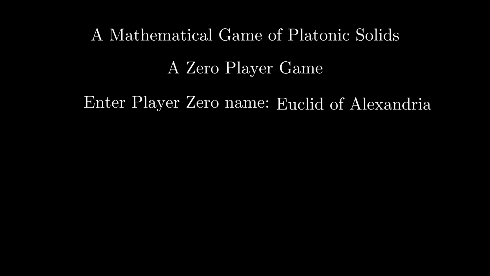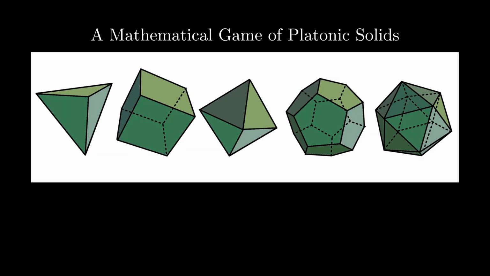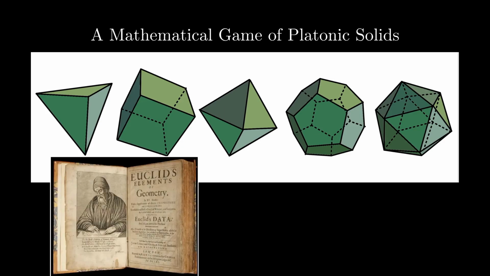Those are three-dimensional objects with identical regular polygonal faces, and at every vertex, the same number of faces meet. These solids have been known for a very long time, and you can find in one of Euclid's books the proof that there exist exactly 5 of them. They are the tetrahedron, the cube, the octahedron, the dodecahedron, and the icosahedron.